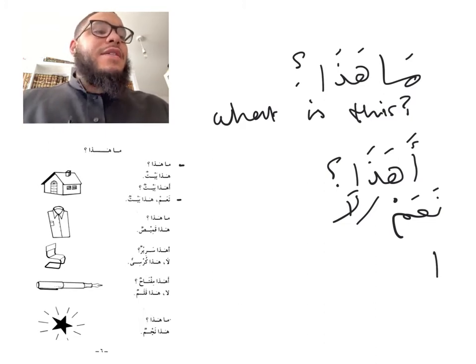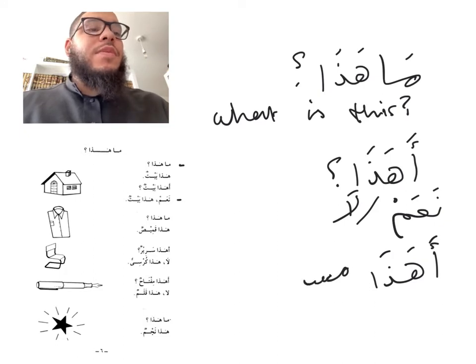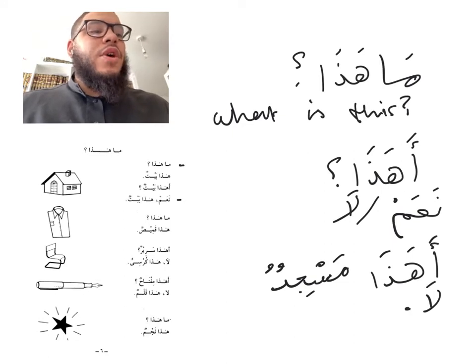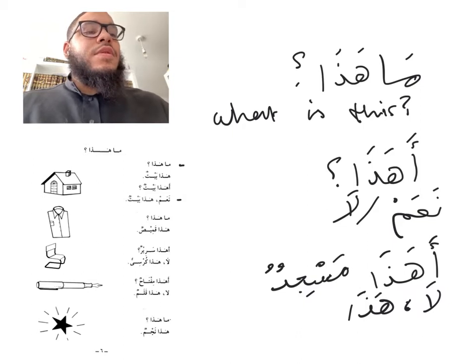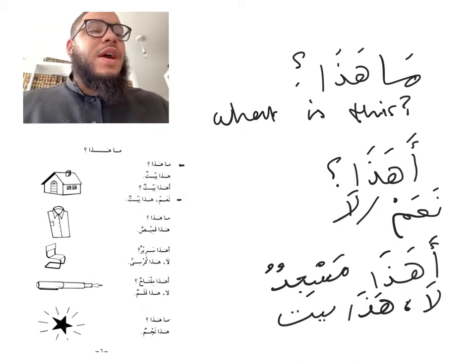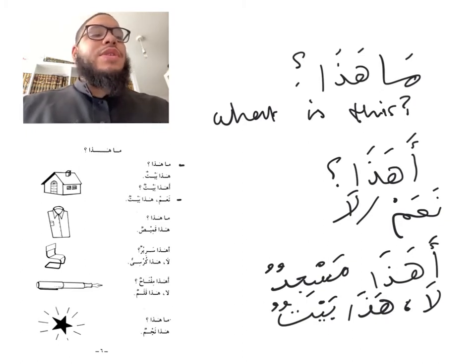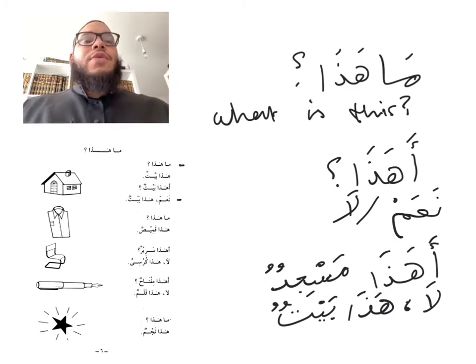أهذا مسجد, for example. Say لا, no. هذا بيت. This is a house. Oh, نعم هذا مسجد. Oh, yes, this is a masjid. So when we use أهذا, we want yes or no. When we say ما هذا, we want هذا and what it is, inshallah ta'ala. So that's our questions that we learn within this page.